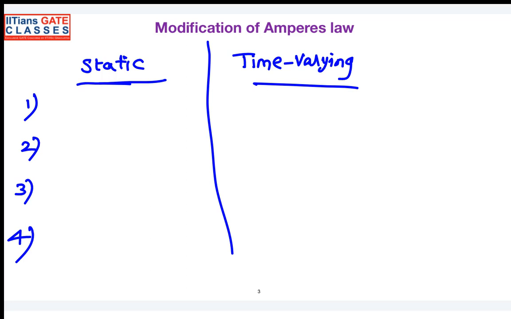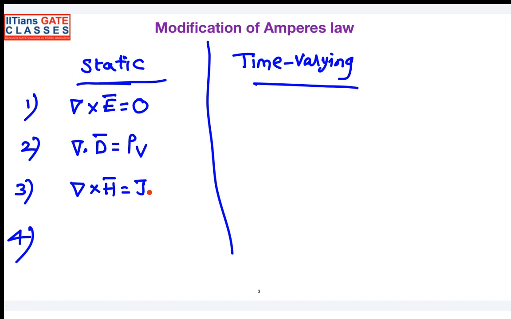Tell me the first one. Del cross E is equal to 0, that is KVL, curl of E is equal to 0. Very good. And then the second one. Del dot D is equal to rho v. Very good, this is called Gauss law. Third one, del cross H is equal to J. That is basically the conduction current density or DC current density. Next, del dot B is equal to 0.